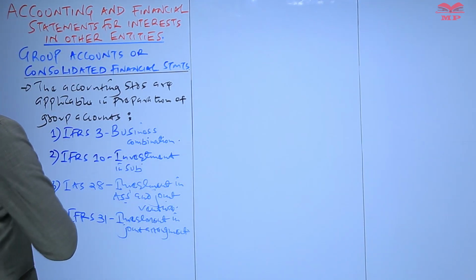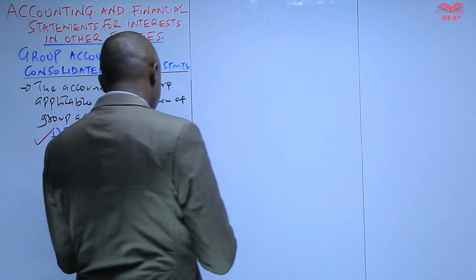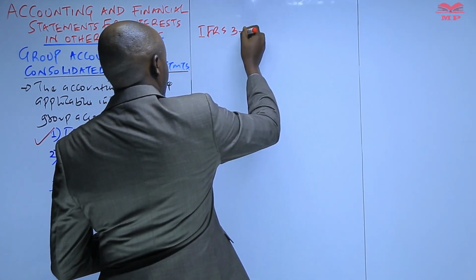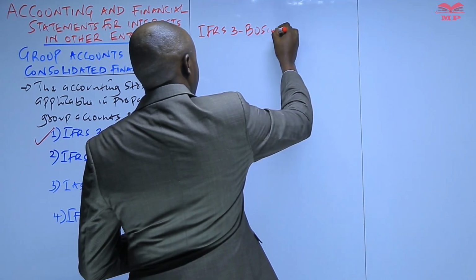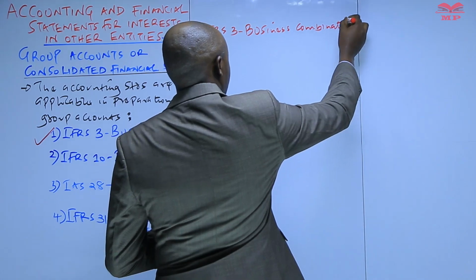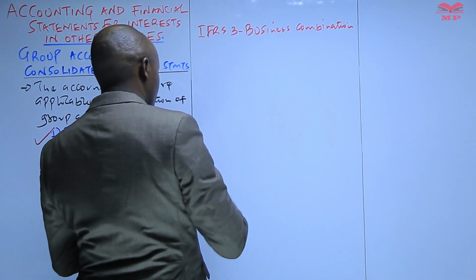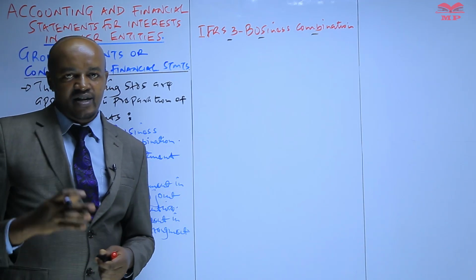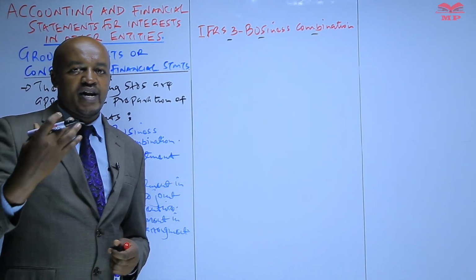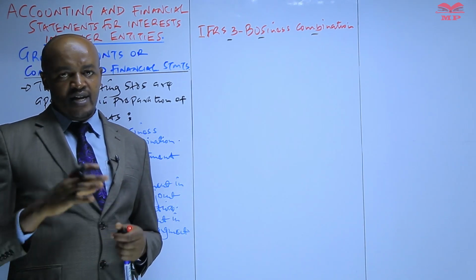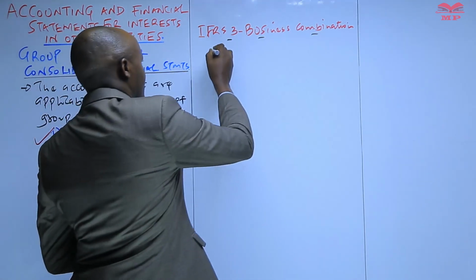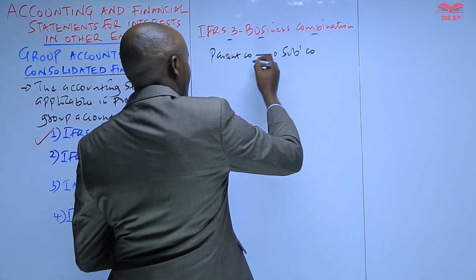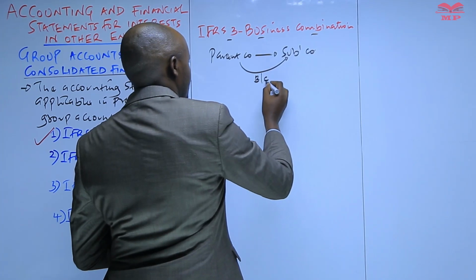So I want us to start with the first one here, that is IFRS 3, International Financial Reporting Standard number 3, and this deals with business combination. Recall that this is a term we defined in our first session, and we said that a business combination is that particular transaction or even the events through which the parent entity acquires control over the subsidiary. So it means that whenever the parent company has invested, or in other terms has acquired a subsidiary company, that particular transaction itself, we refer to it as a business combination.